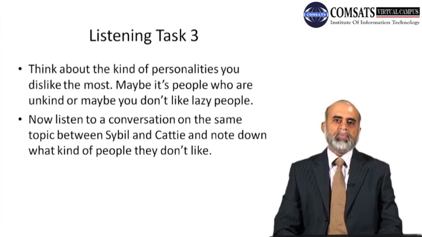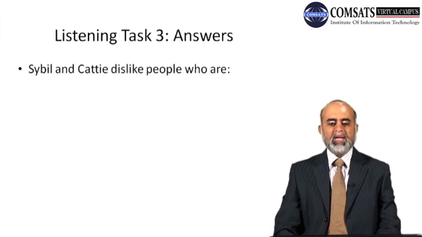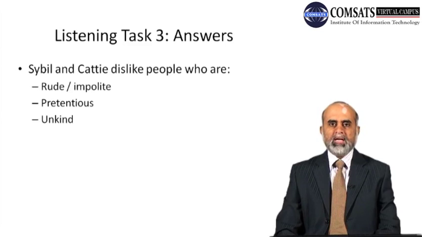Okay, great. So you have listened to this activity, and I'm sure that you have noted down the words and expressions that they used. All right, are you ready for the answers then? Okay, Sybil and Katie dislike people who are... All right, now I want you to look at your own list. Did you write any of these in your list, the people whom you dislike? Did you include rude or pretentious or unkind people on your list? Maybe you didn't. Well, if I had made a list, I probably wouldn't have included the first two, rude and pretentious. I might have, although, included unkind.